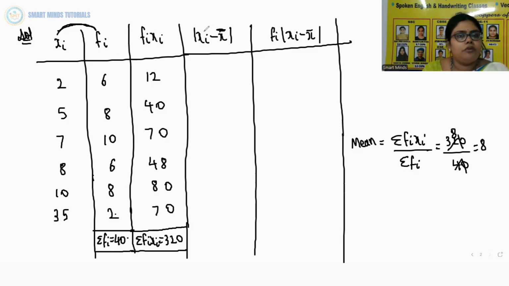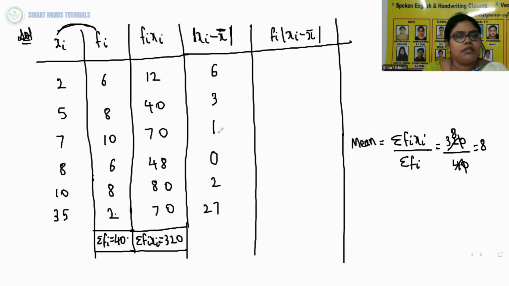Now what do we have to do here? We have to subtract 8 from each xi. So 2 minus 8 is minus 6. But you have modulus also. Modulus means we only take positive numbers. So 2 minus 8 is minus 6, but because you have modulus, we write plus 6. 5 minus 8 is 3. 7 minus 8 is 1. 8 minus 8 is 0. 10 minus 8 is 2. 35 minus 8 is 27.